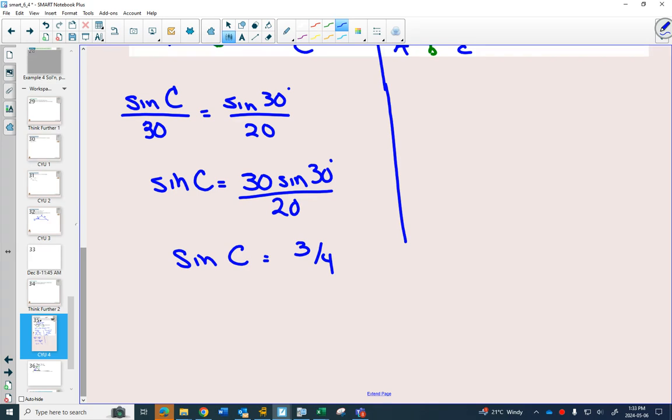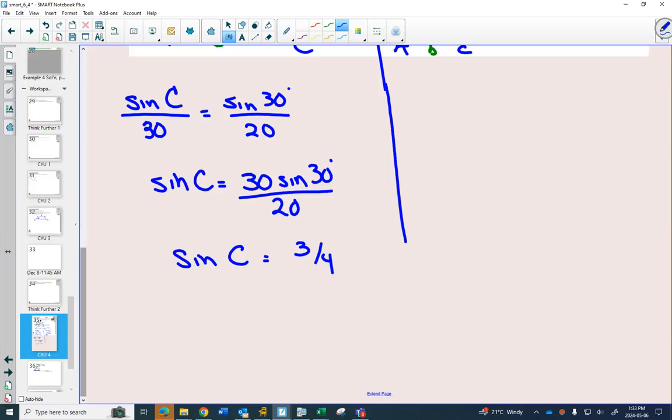Did you get 3 over 4? How did I do that? This is one of your values from your special triangles. It's a half. A half times 30 would be 15. 15 divided by 20 reduces to 3 over 4. But this would be a calculator question because the next part you can't do without a calculator.